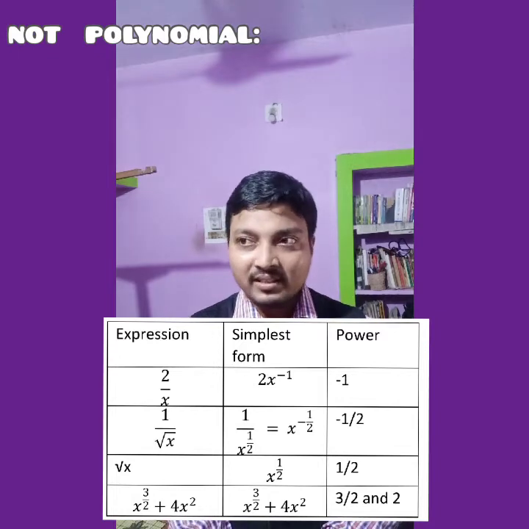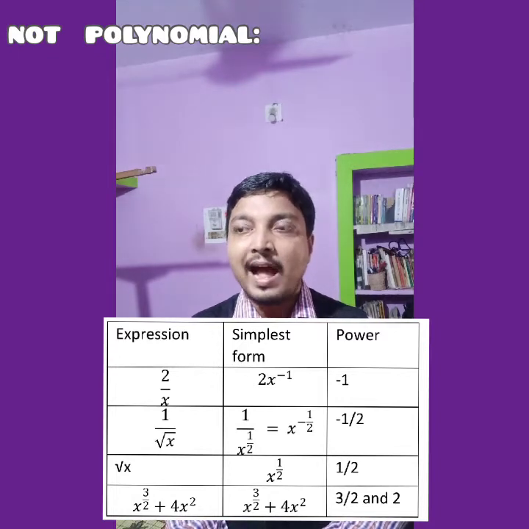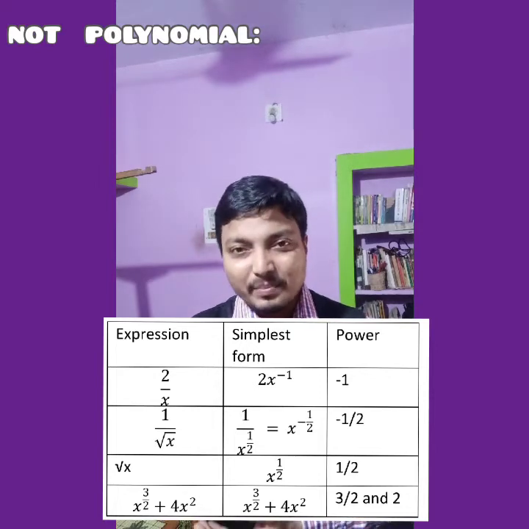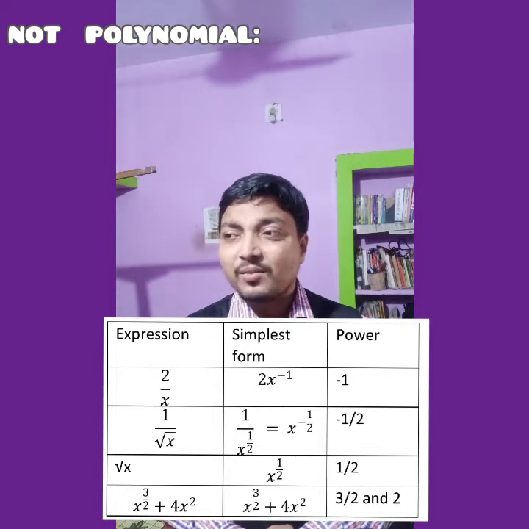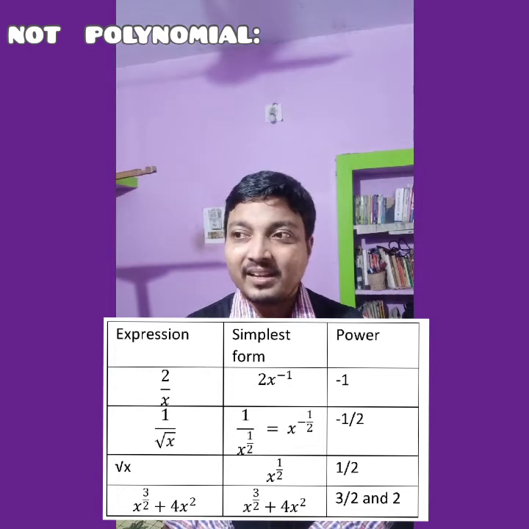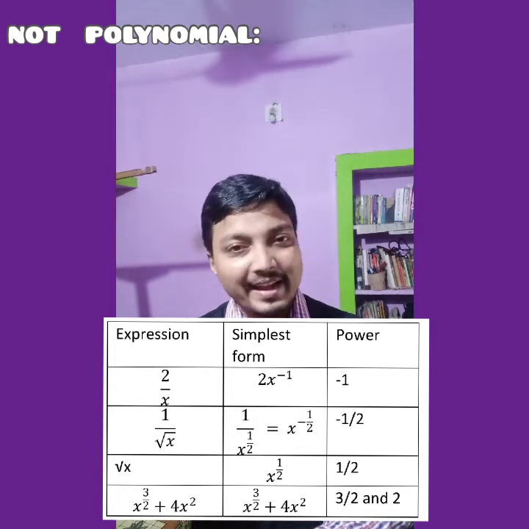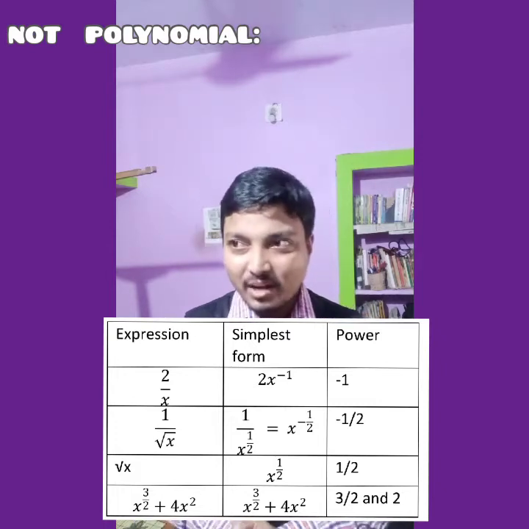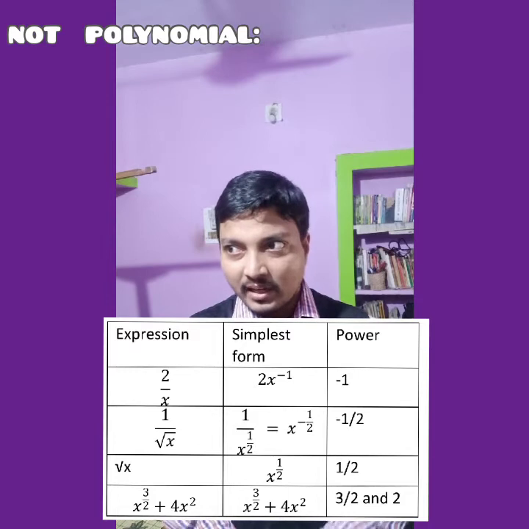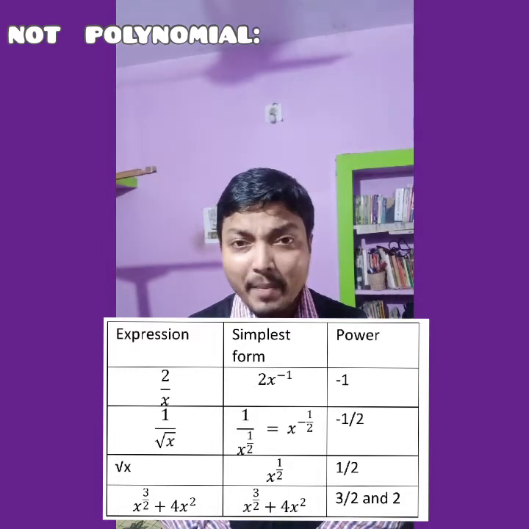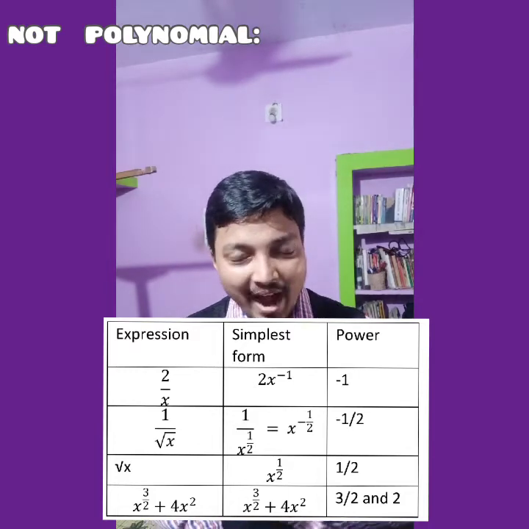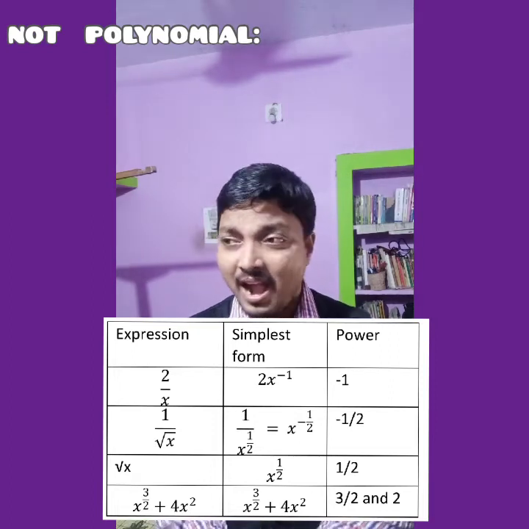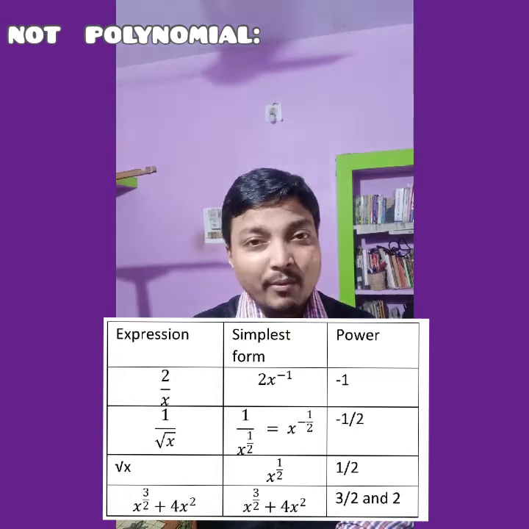Another example I am showing. Here the algebraic expression given is x to the power 3 by 2 plus 4x square. It has two terms. In the first term x has power 3 by 2. In the other term x has power 2. So in the first term the power is not a whole number because it is 3 by 2, and in the second term the power is a whole number.